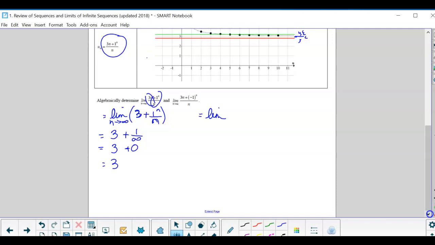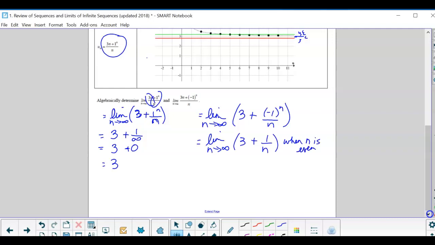And then the limit as n approaches infinity of 3 plus negative 1 to the n over n. Now we have to think about what happens. When n is an even number, this is going to be 3 plus 1 over n, so therefore it equals 3. We already did that one on the left. And then when n is odd, it's going to be negative.